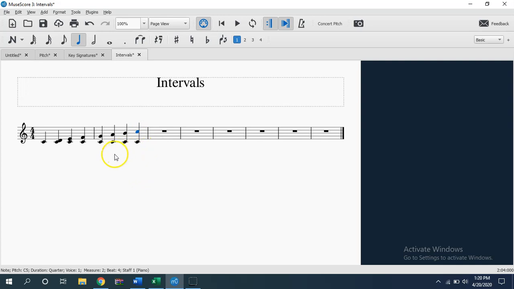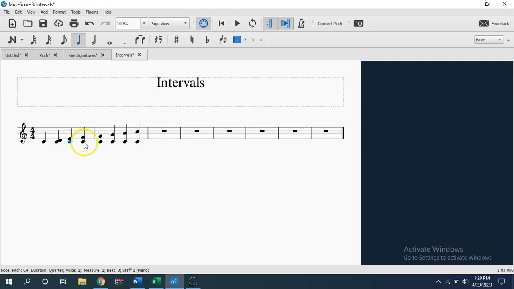Okay, so let's go ahead and listen to each of these one at a time. This is unison. We know this. Easy. This is C and D together. This is a major second. A little more of a clashing sound because the pitches are so close to each other. C to E, this is a major third. Very happy sound.